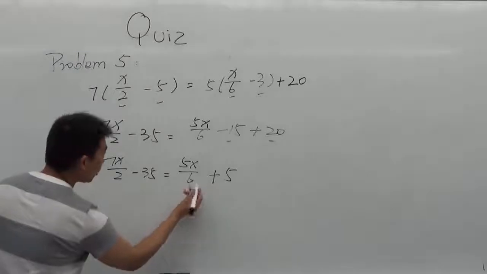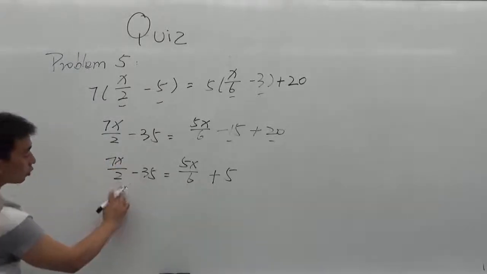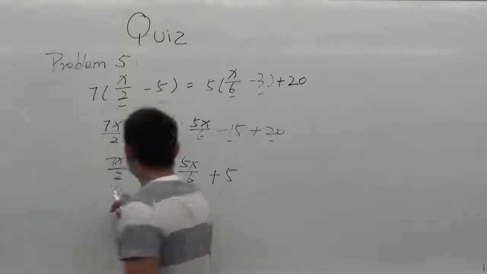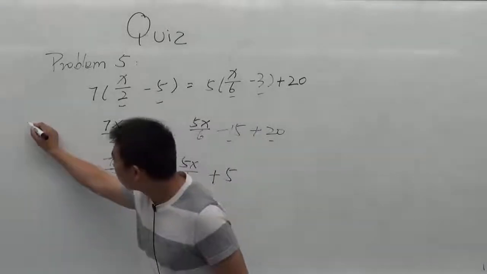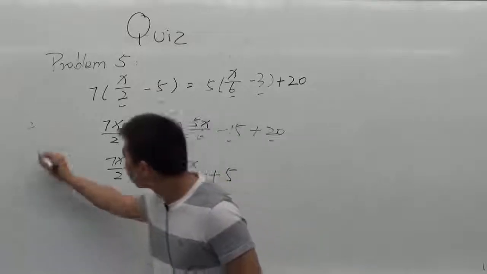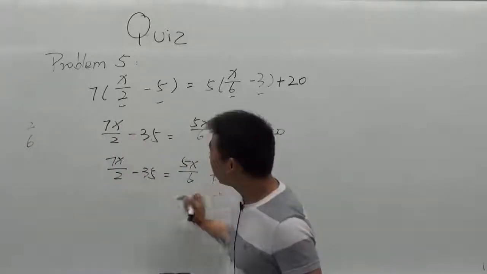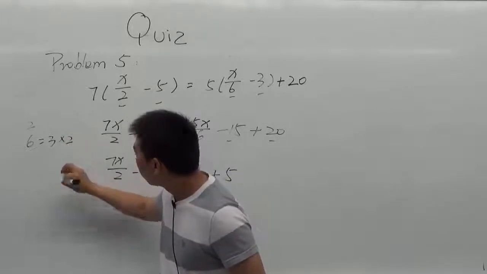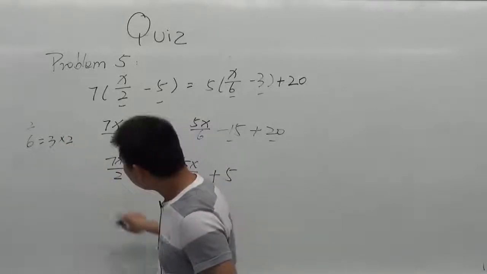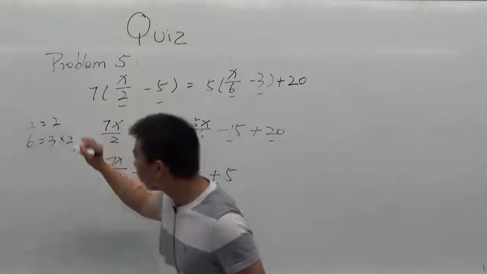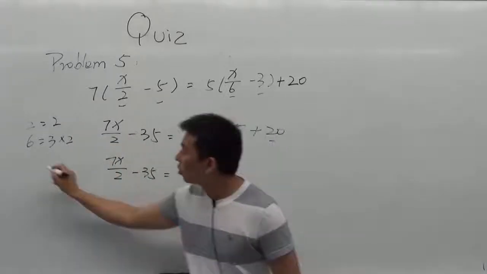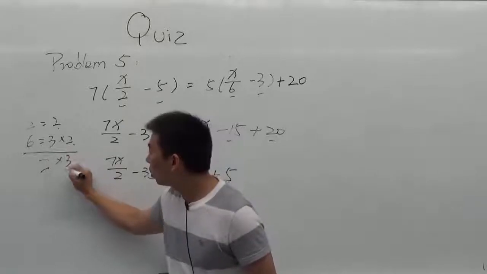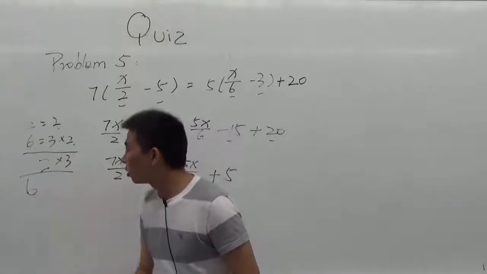So we have 2 fractions here. We have 7x over 2 and we have 5x over 6. So the denominators are 2 and 6. 6 can be rewritten as 3 times 2. And 2 is a prime number, we cannot simplify it to anything. So here we have a common factor 2 and we have the number 3. So the LCD will be 6.